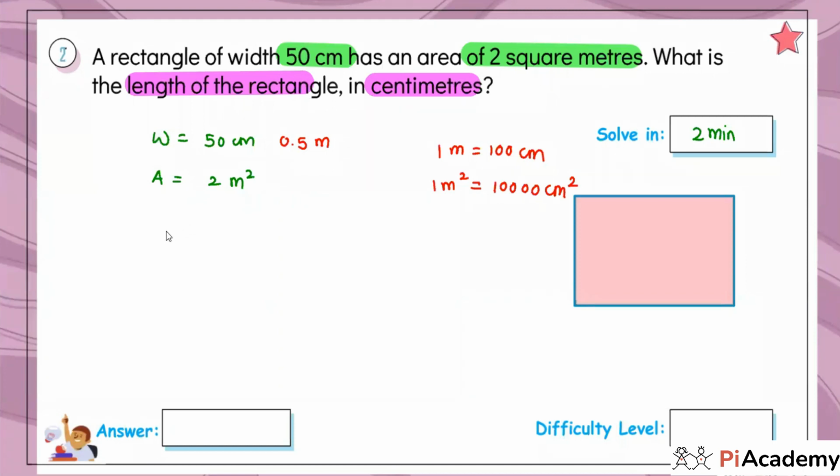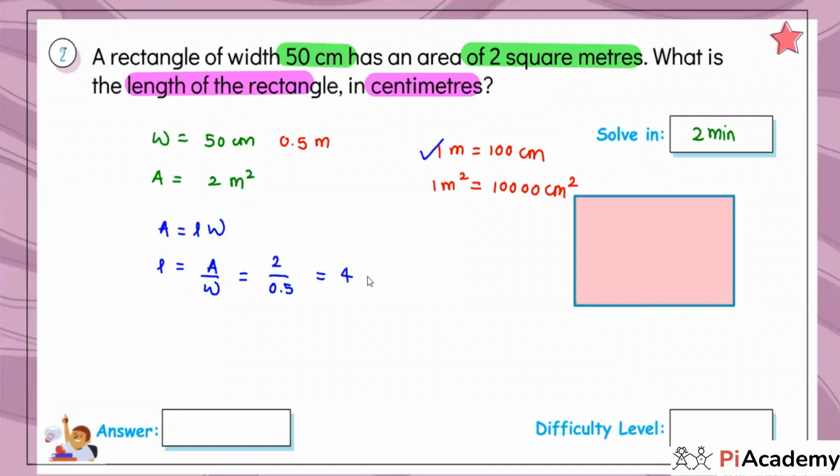So here, as we know, length times width is equal to area, right? And width is already given to you, and we are looking for length, okay? We are looking for length. So length equals what? Area divided by width. And what is the value of area here? 2. And what is the value of width? By using the first conversion, we know that width is equal to 0.5. Now, if I divide 2 by 0.5, how much am I going to get? So my answer is going to be 4, right?